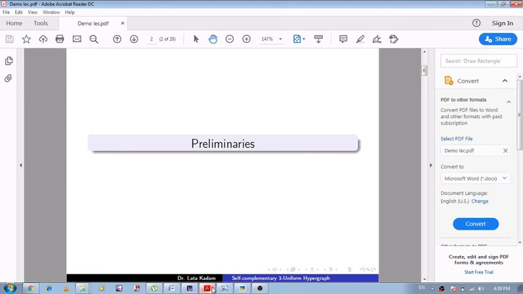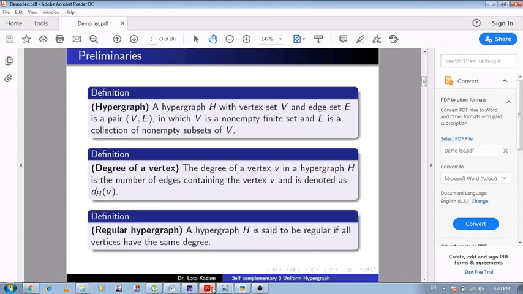First of all, we see some basic definitions of cell complementary 3 uniform hypergraphs. First of all, we see what is meant by a hypergraph. Now, a hypergraph is nothing but a generalization of a graph. We are well familiar with graphs.